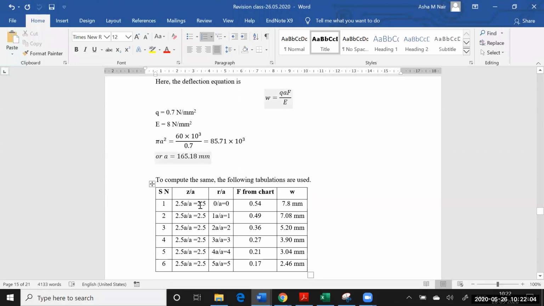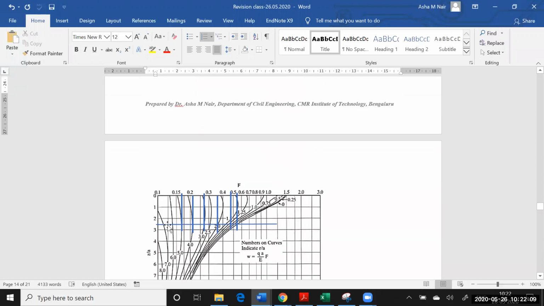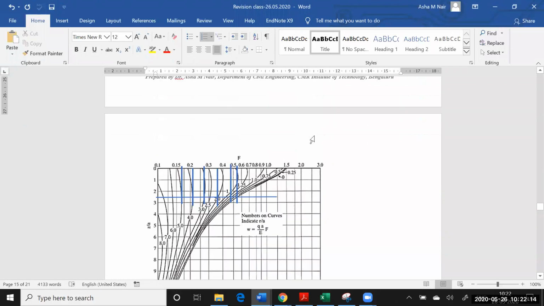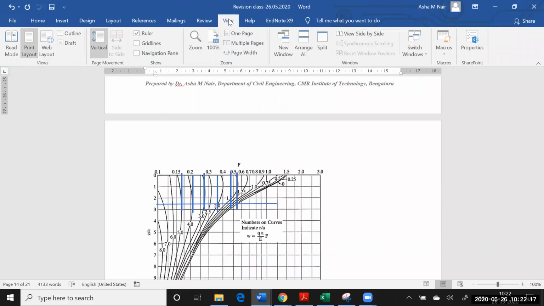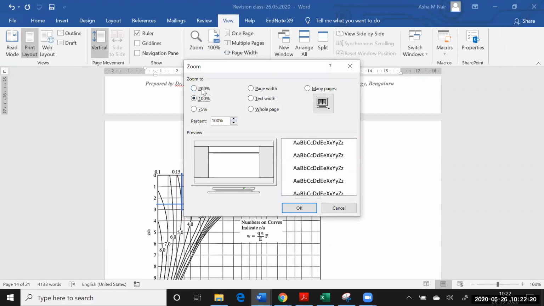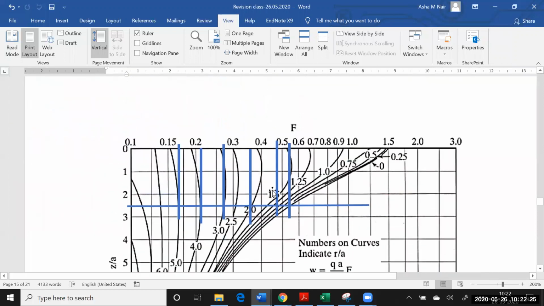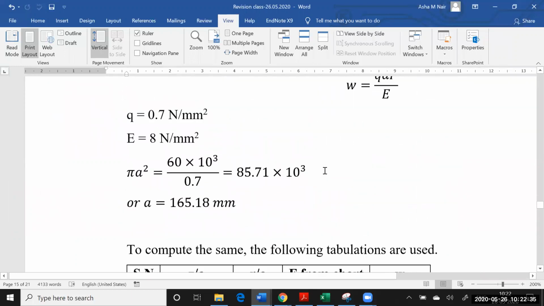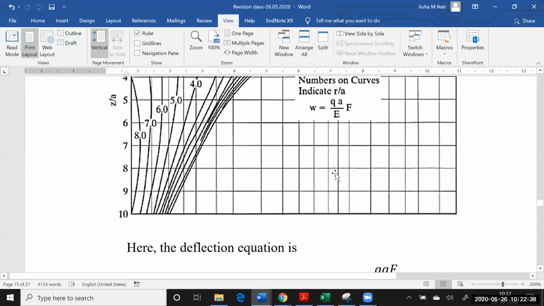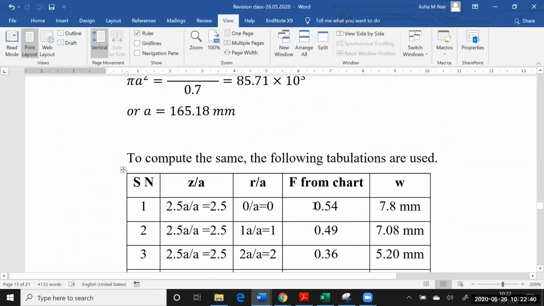See, for example, 2.5 and 0. I have drawn a line here. You can see here, this is for 2.5, because Z by A is constant. Now, first case, R by A is equal to 0. So this is the last curve. I will just try to zoom it so that you can understand it better. So R by A is 0. What will be the value? For 0, this is the value, which is approximately 0.55. You can see here, I have written 0.54, so I have just taken 0.54.